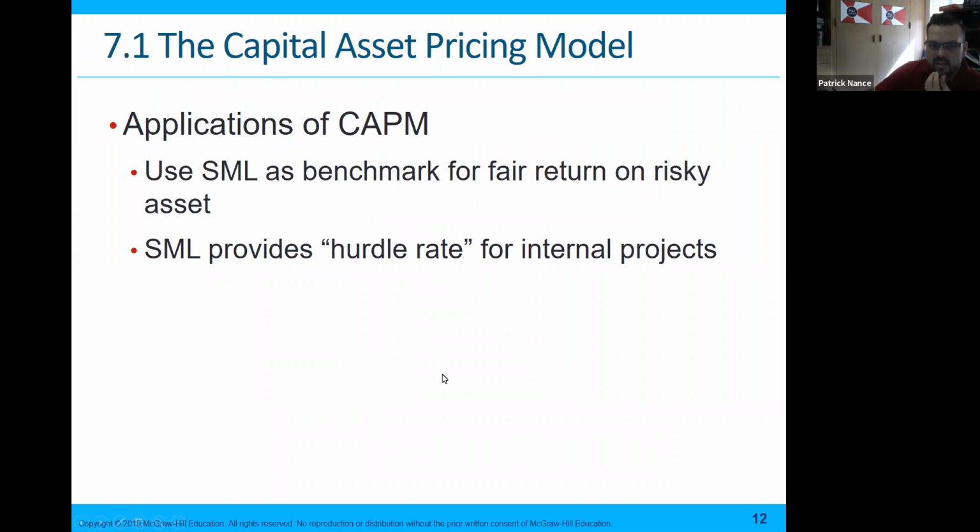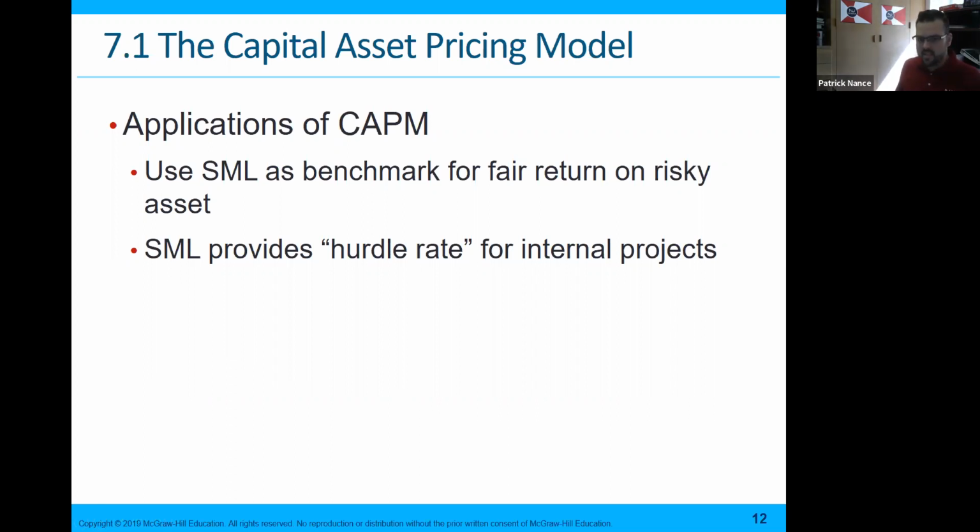All right, applications of CAPM. Use the SML, the security market line, as a benchmark for fair return on risky assets. How much risk do I need to take if I want a 10% return, or a 15% return, or a 20% return? Where's that balance, and how can I calculate exactly what that risk is and how much I have to take in order to receive the benefits?